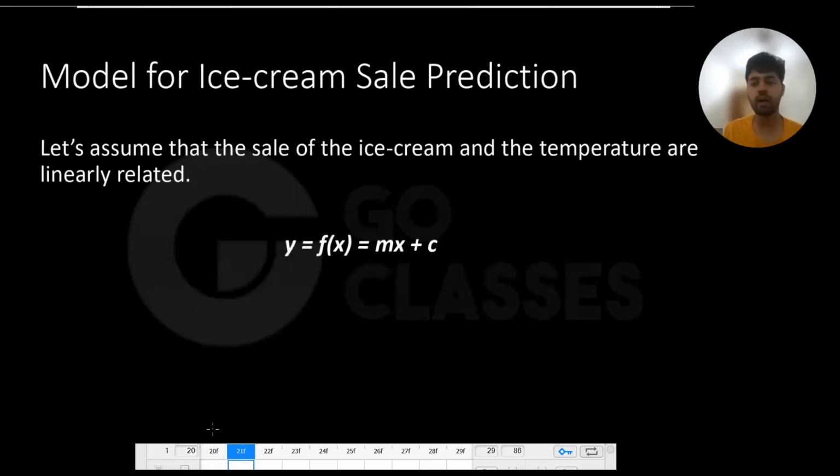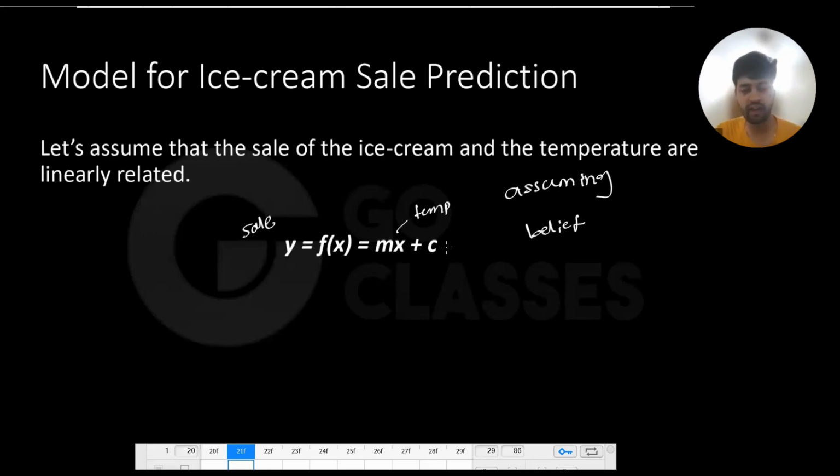But for now, let's assume that there is a simple relation between the sale of the ice cream and the temperature. This is something that we are assuming, and this is my belief. Again, this need not even hold. We don't even know whether this is true for ice cream and temperature. Most likely it's not, but this is what I believe. Let's make this assumption and see what happens. Maybe for certain days it might work.